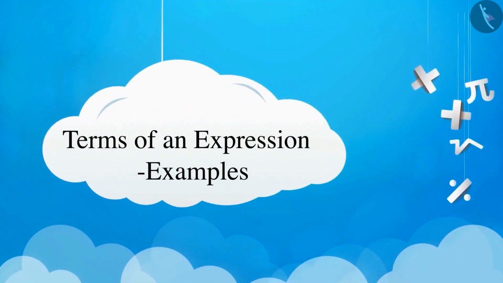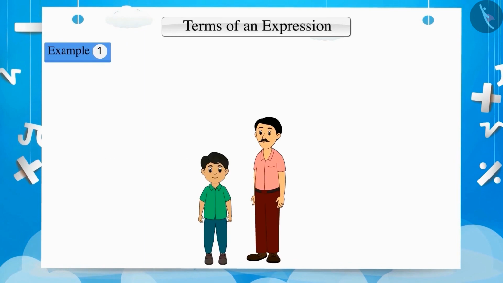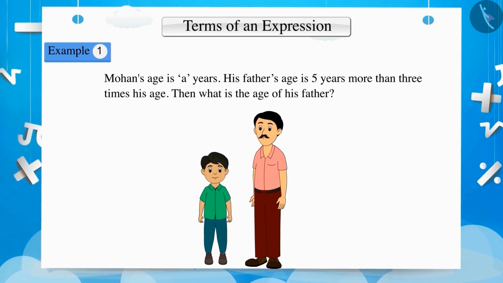Terms of an expression. Examples. Children, so far we have learned about terms of expression and its factors and coefficients. Let's solve some examples related to these concepts. Mohan's age is a years. His father's age is 5 years more than 3 times his age. Then what is his father's age?